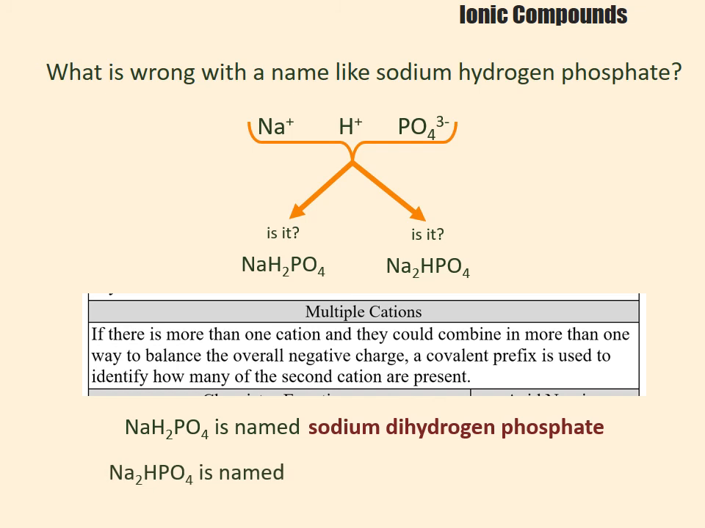And if I have Na2HPO4, again, hydrogen is the second cation in the formula, so it's going to carry the covalent prefix for 1 because there's 1 hydrogen. So that would be called sodium monohydrogen phosphate.